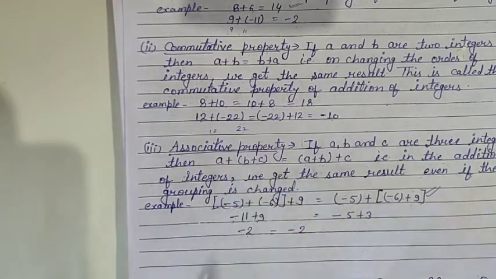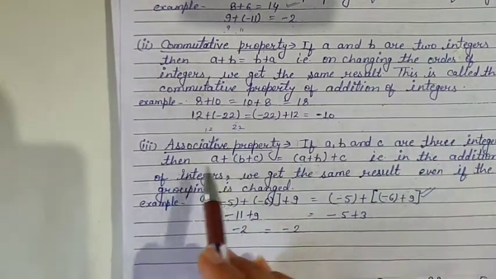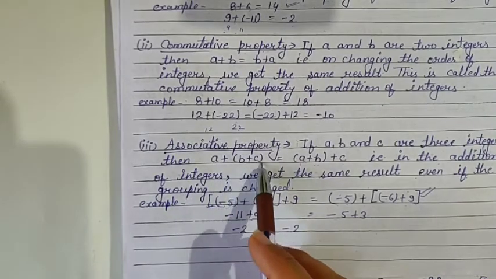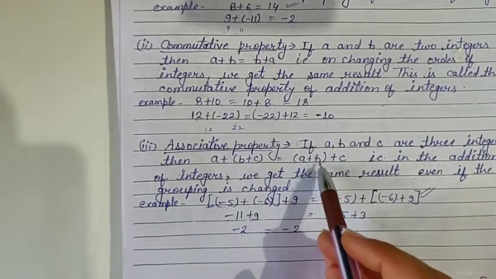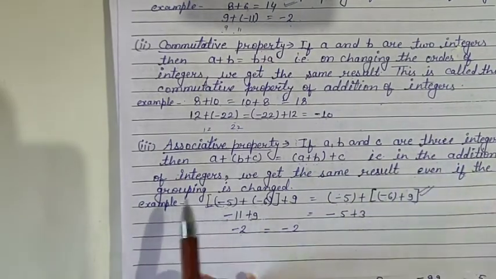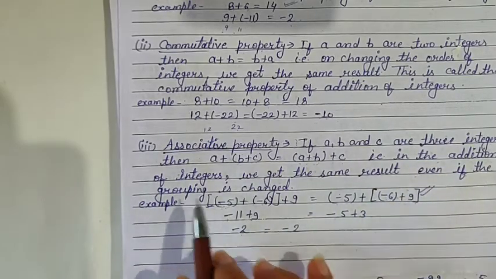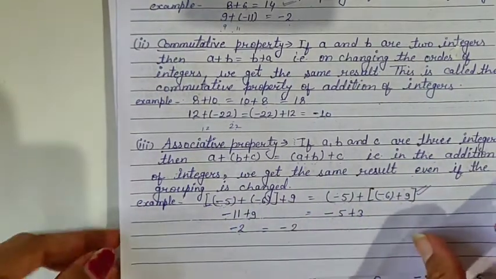This is the associative property. If a, b and c are three integers, then a plus bracket b plus c equals bracket a plus b plus c. In the addition of integers, we get the same result even if the grouping is changed.